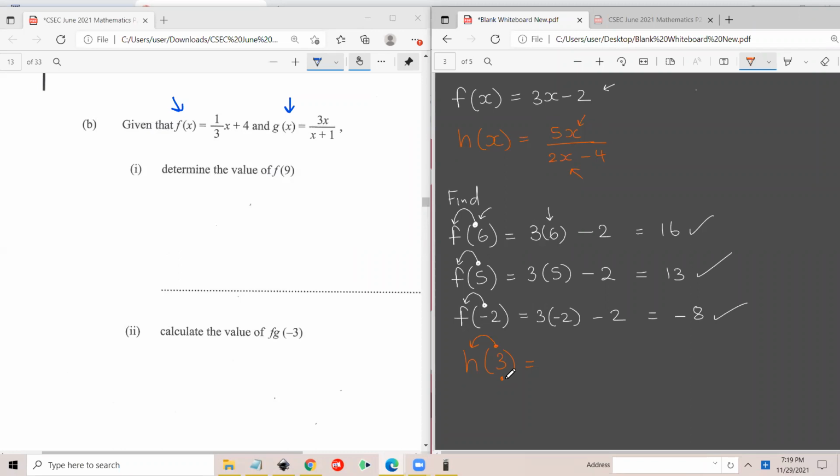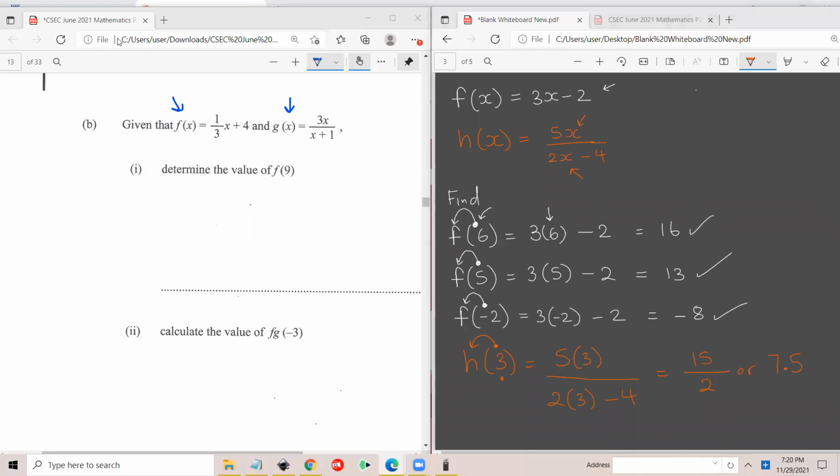Right, so let's see. You have a 5, you throw away this x, replace it with 3, underneath is 2. 5 by 3 is 15, 2 by 3 is 6, 6 minus 4 is 2. So you get 15 on 2. You can simplify this however you want, or you can type it in on a calculator and get what? 7.5.